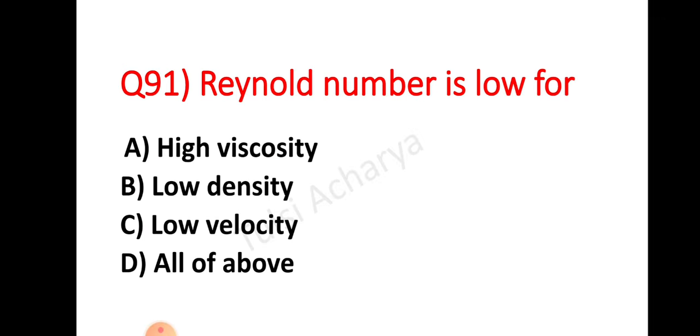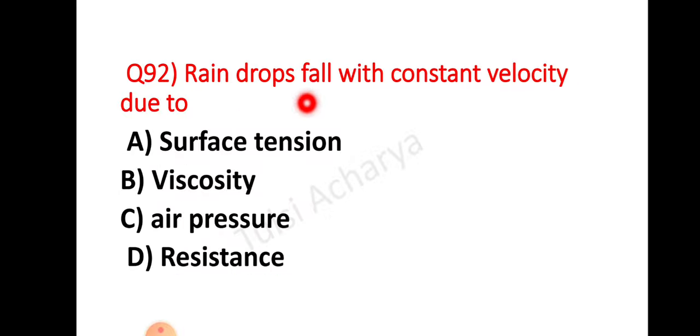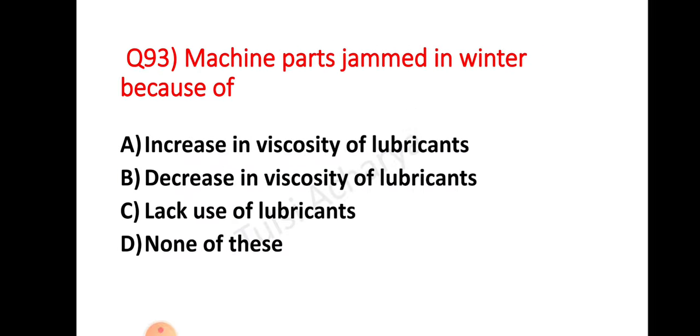Reynolds number is low for all three cases: high viscosity, low density and low velocity. That is, all of the above is the correct answer for question number 91. Now let's move to question number 92. Raindrops fall with constant velocity due to viscosity. Viscosity is option choice B. Now let's see question number 93.